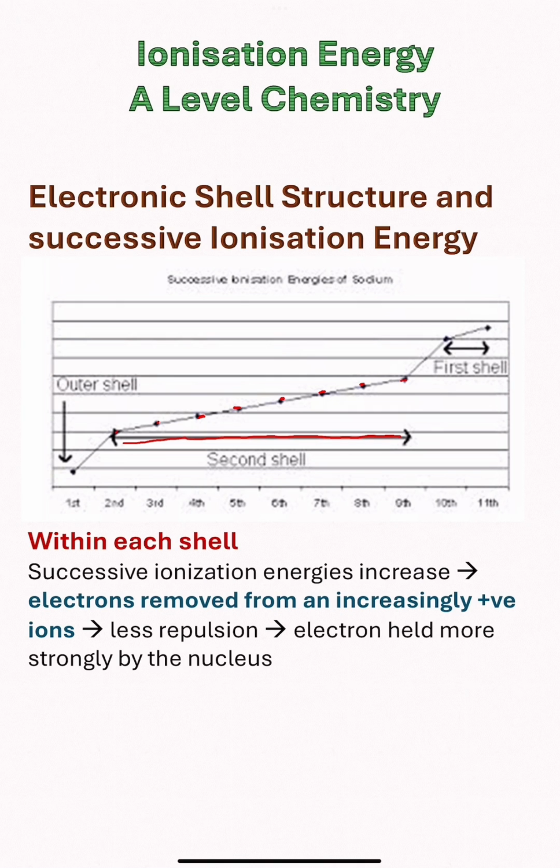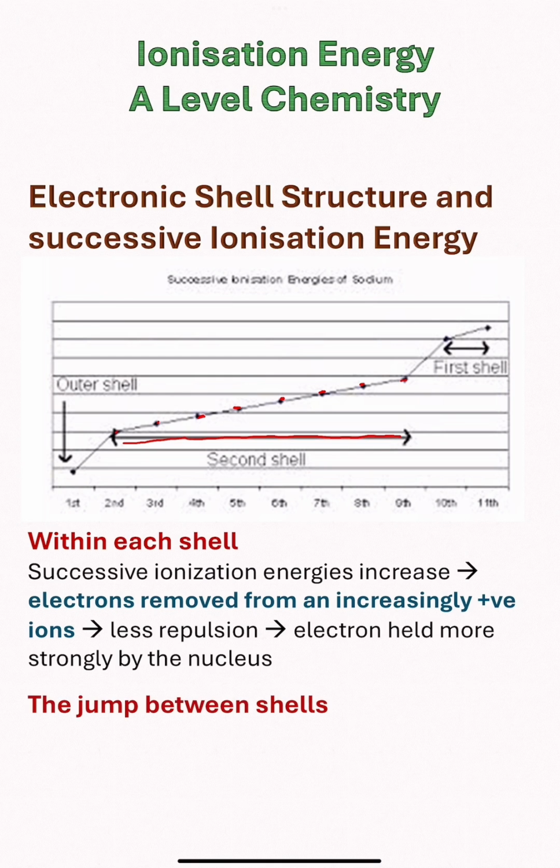This is because electrons will be removed from an increasingly positively charged ion. Every time you remove 1 electron, the overall charge of the ion will increase, which means that there will be less repulsion between the electrons, and the outer shell electrons here, which are going to be removed, will be held more strongly by the nucleus. So you will need more energy to remove that electron.